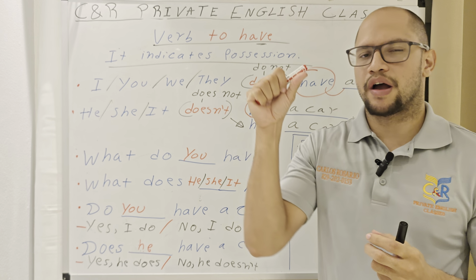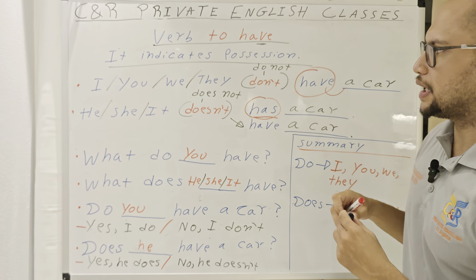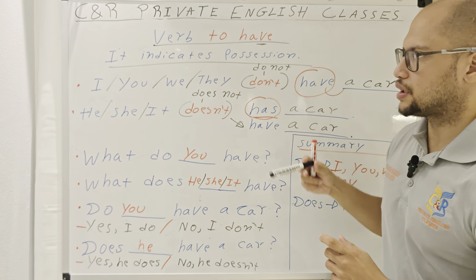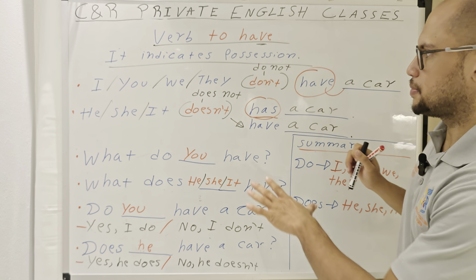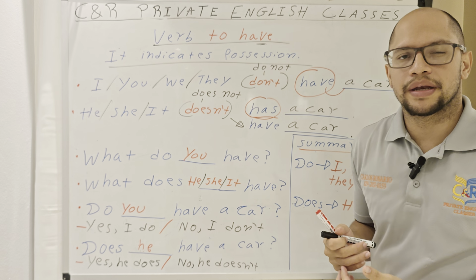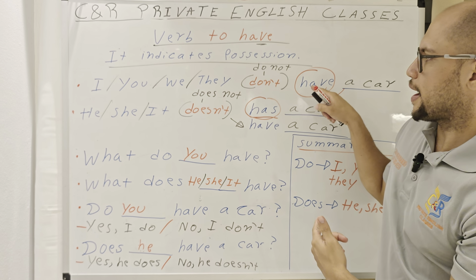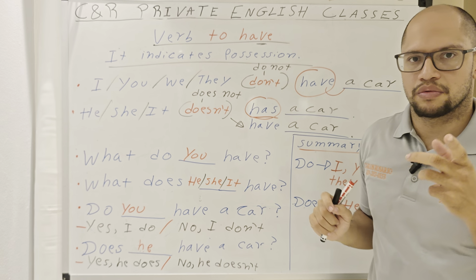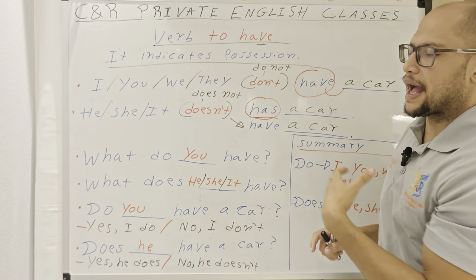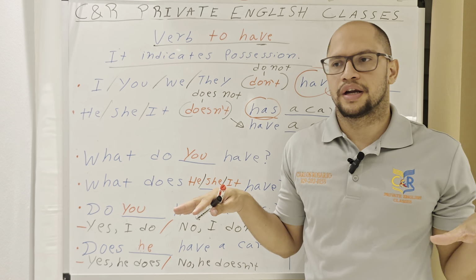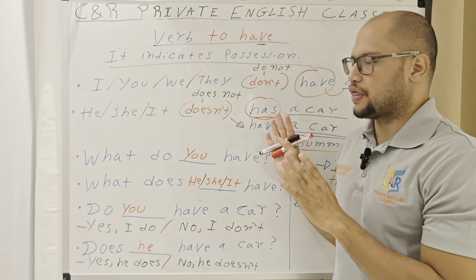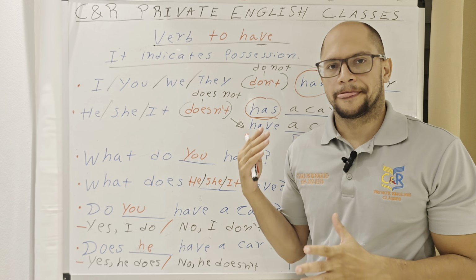That's affirmative. Now, in negative, for I, you, we, and they, we need to use don't. Just that. Between the subject pronoun and have, or if you want to remember in an easier way, before have, don't. Remember that don't is the contraction of do not. So I don't have a car. You don't have a car. We don't have a car. They don't have a car.